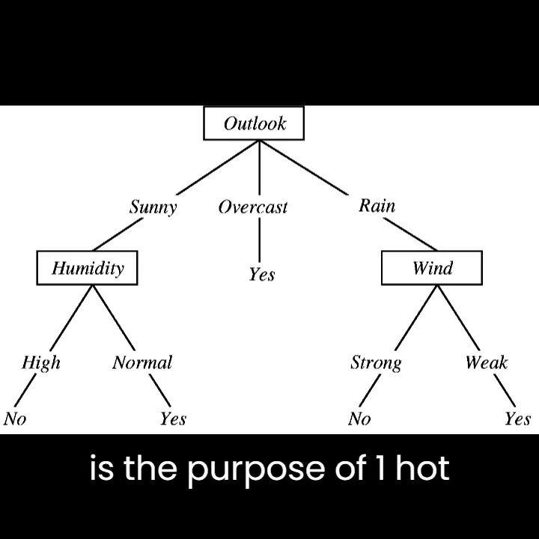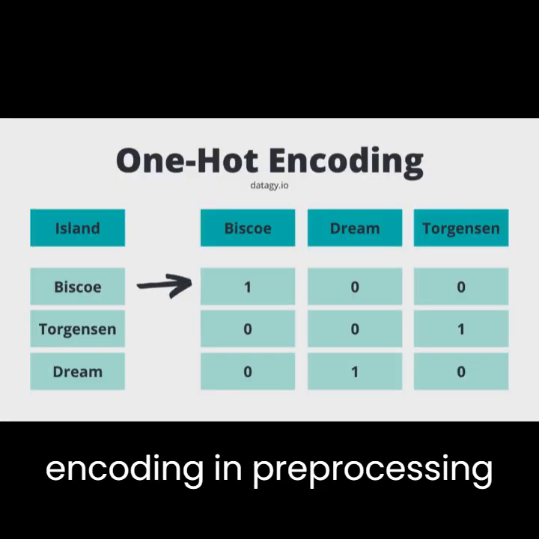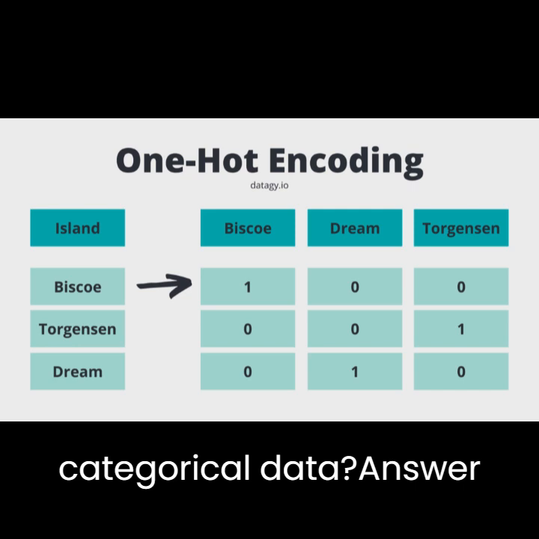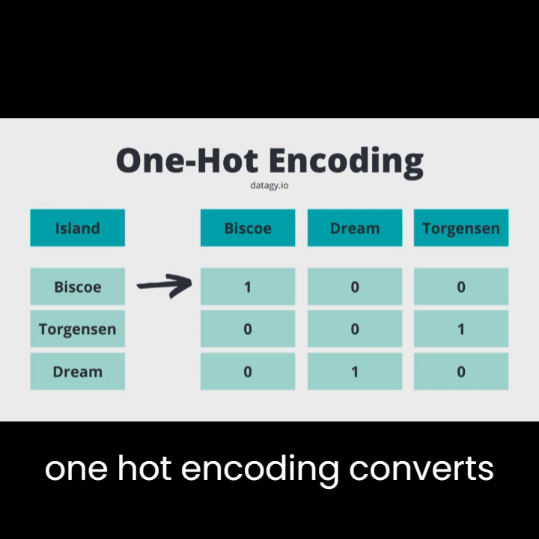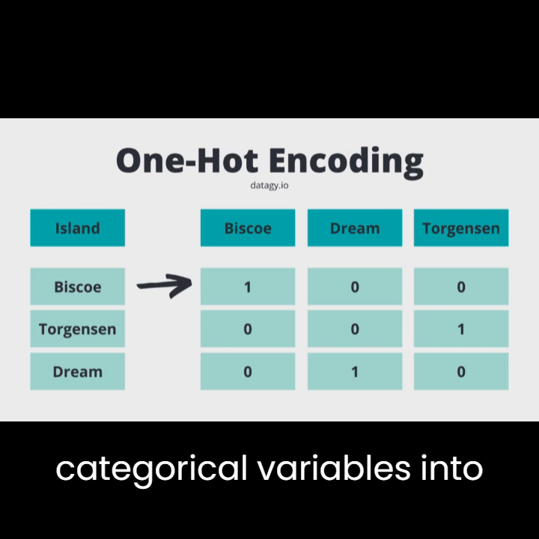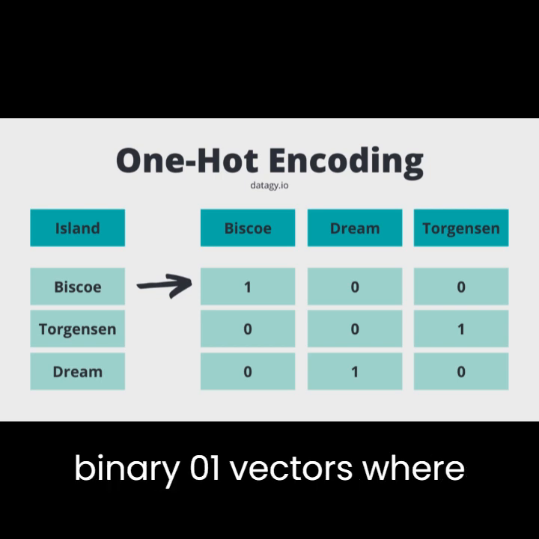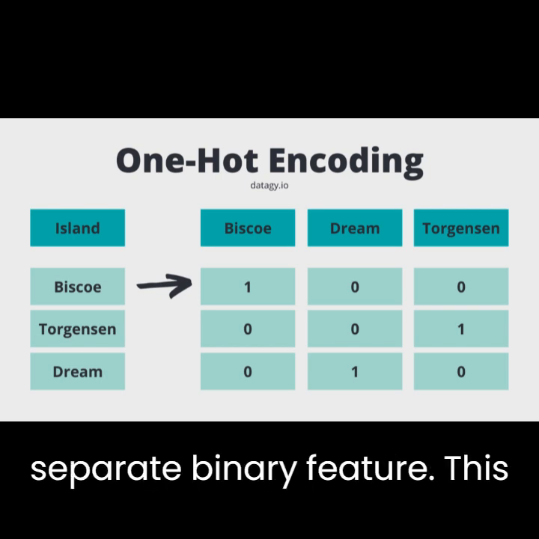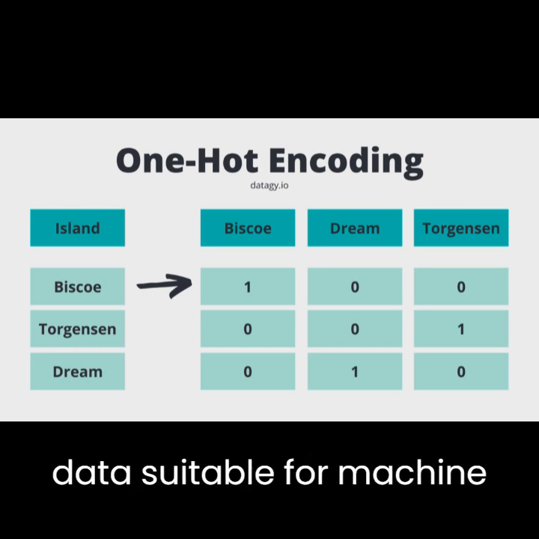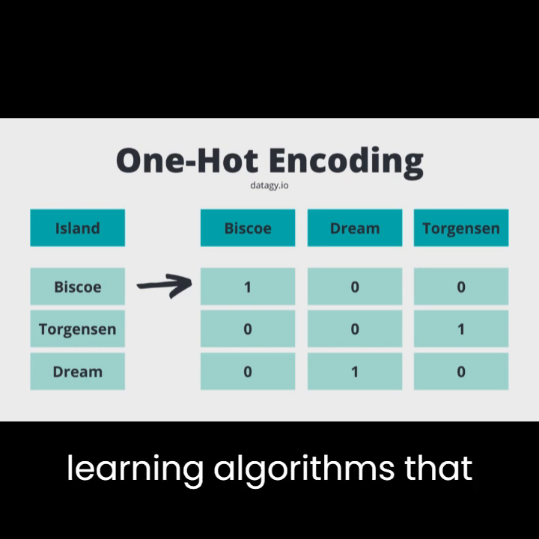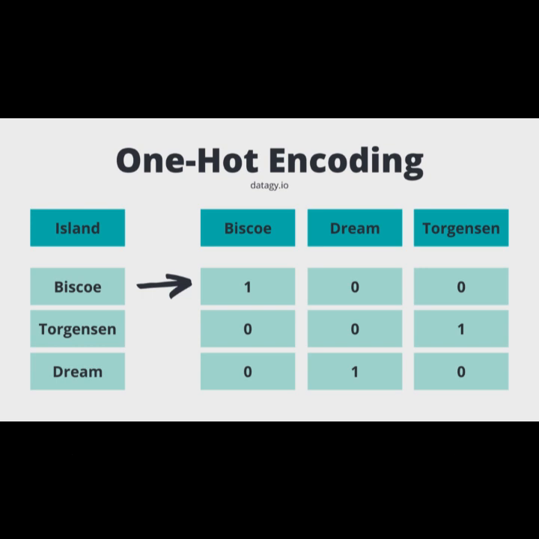17. What is the purpose of one-hot encoding in preprocessing categorical data? Answer. One-hot encoding converts categorical variables into binary, 0-1, vectors, where each category becomes a separate binary feature. This is done to make categorical data suitable for machine learning algorithms that require numerical input.